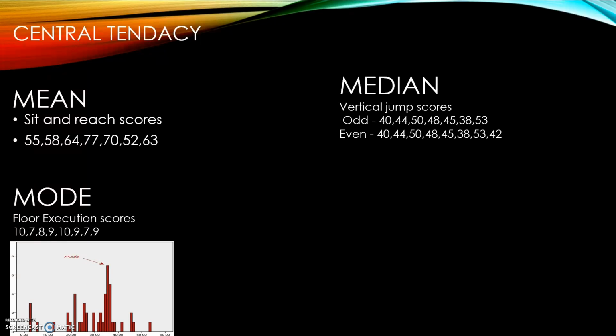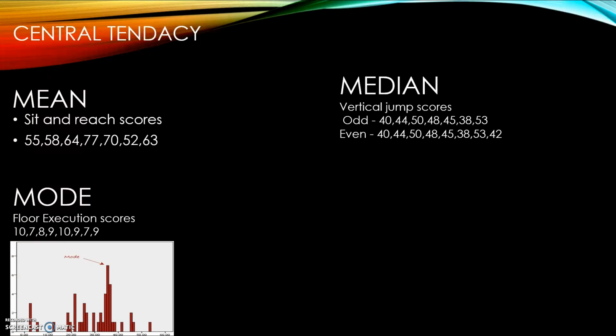Next is the median. The median is the middle value of the data set after it's been arranged from the smallest to the largest. There are also different ways of calculating the median depending on if your data set is odd or even. If the data set is odd, as you can see by the first data values of young female British gymnasts' vertical jump scores, you do a simple calculation of n plus 1 divided by 2, n standing for the data values in the data set.